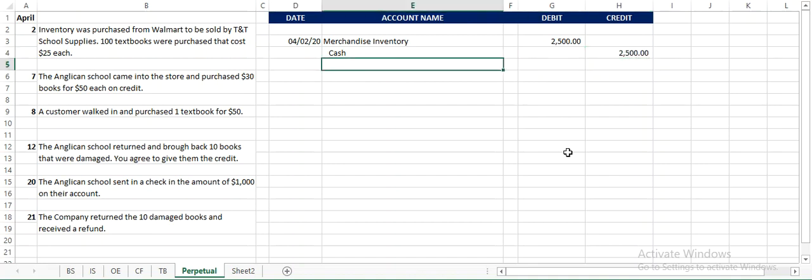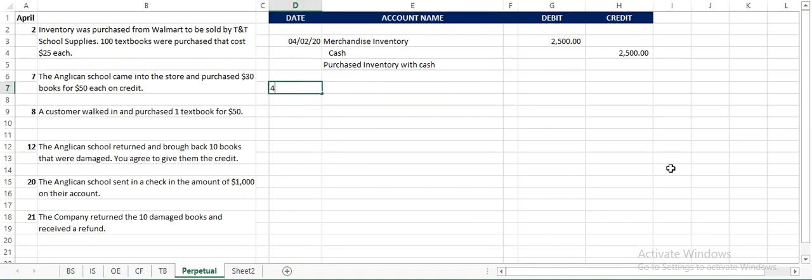And so this is our first entry completed because it's only two accounts, debits and credit, and they balance. We spent $2,500 to receive books that cost us $2,500. And so a brief description here: purchased inventory with cash. And that would be the first transaction there.